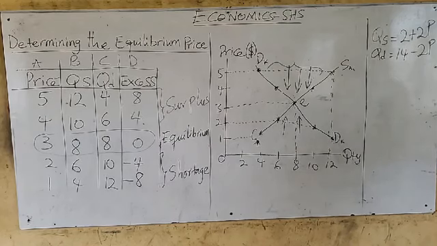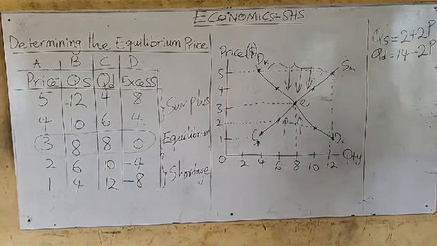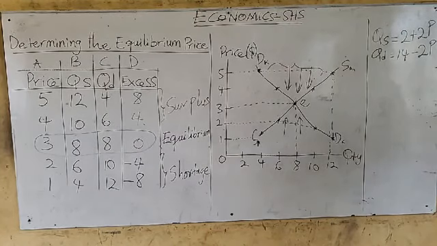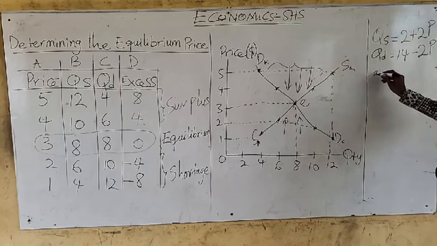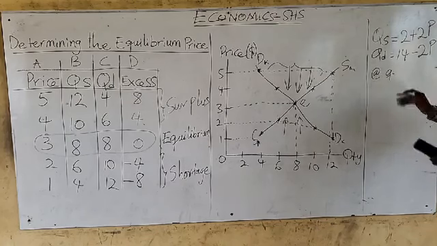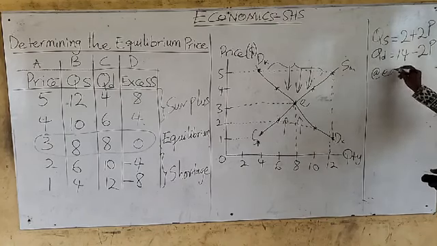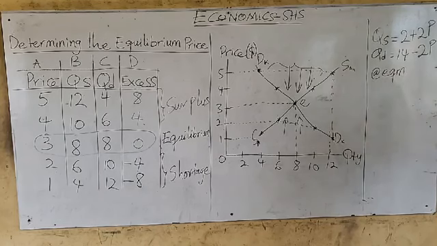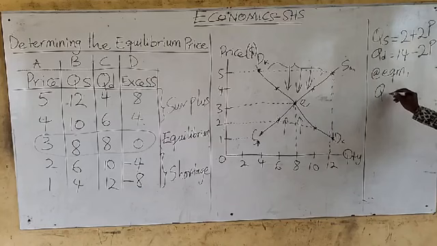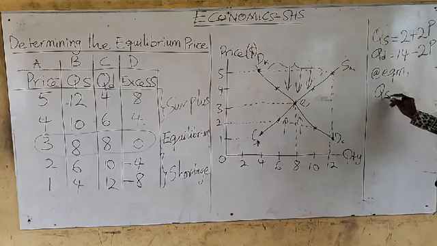We said that at equilibrium, the quantity being demanded will be equal to quantity supplied. I've shortened my equilibrium. At equilibrium, quantity supply, because we have supply first, should be equal to quantity demanded.